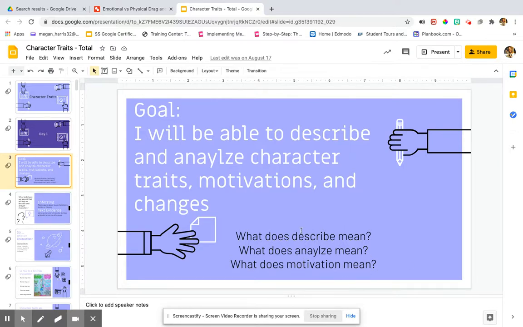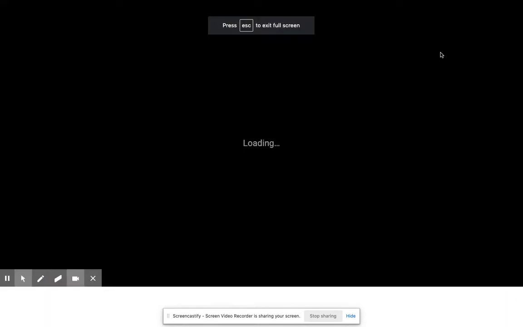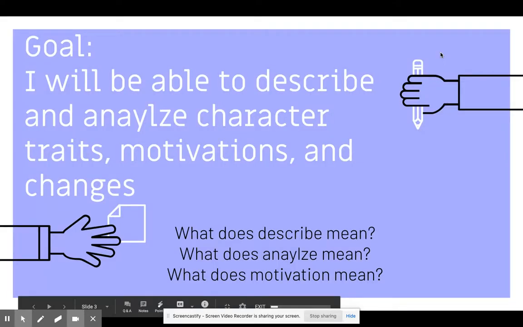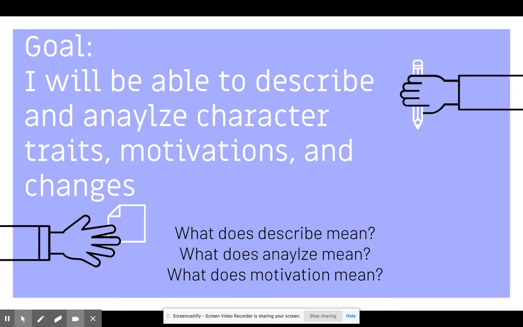And you see these 3 questions down here. It says, what does describe mean? What does analyze mean? And what does motivation mean? Now, I've already kind of told you what motivation means, right? Motivation is the why. But I want you to take a second and ask yourself, what does it mean to describe? And what does it mean to analyze? So I want you to think. Okay, pause this video if you need to.